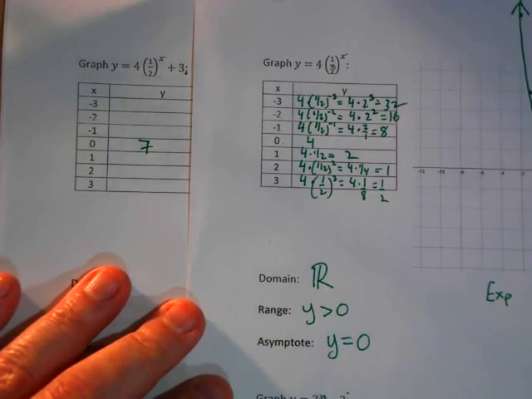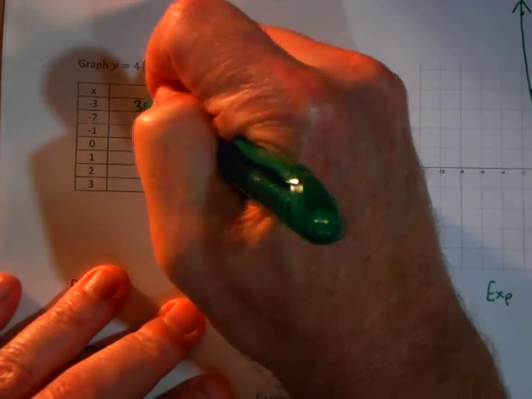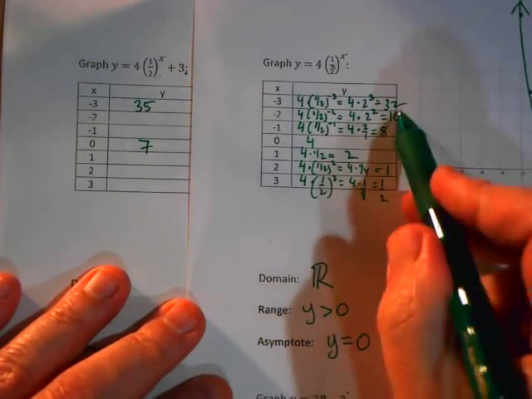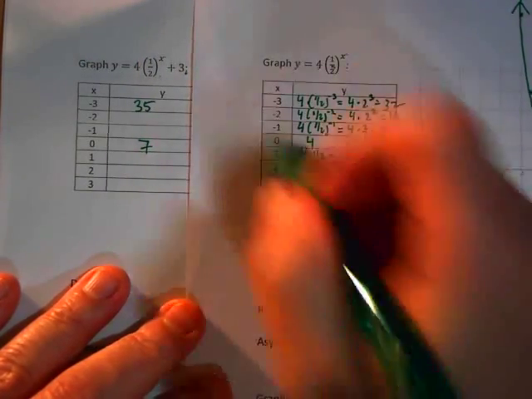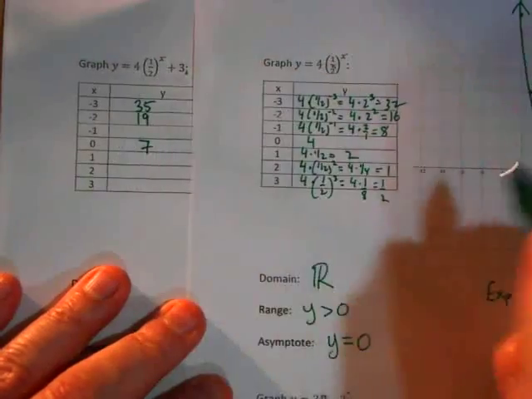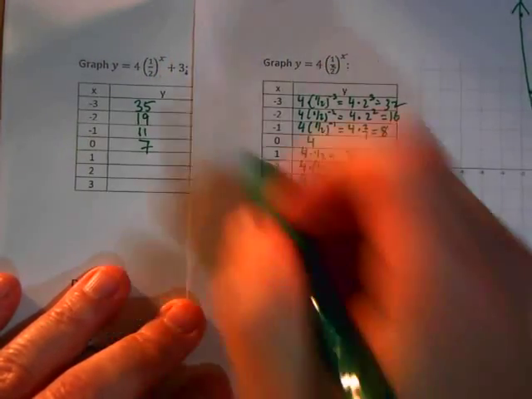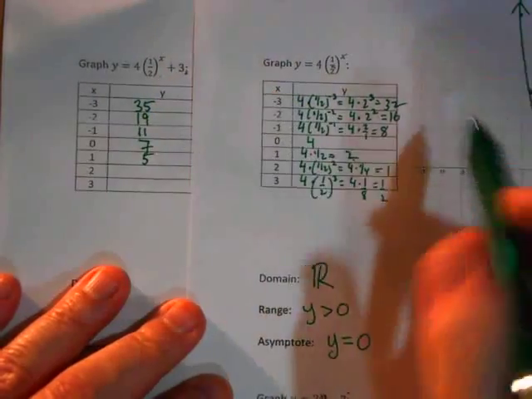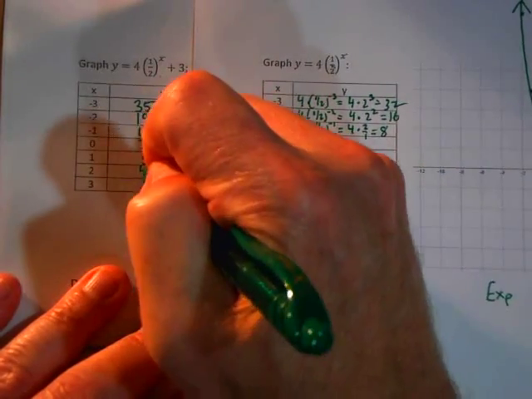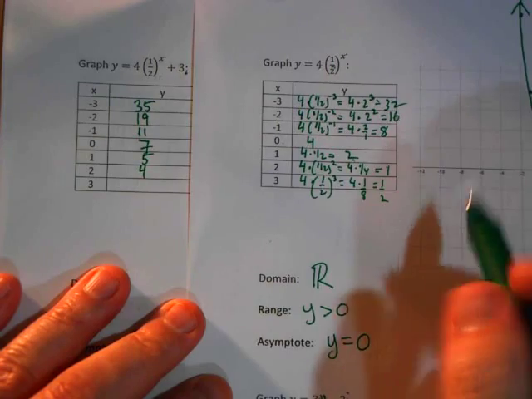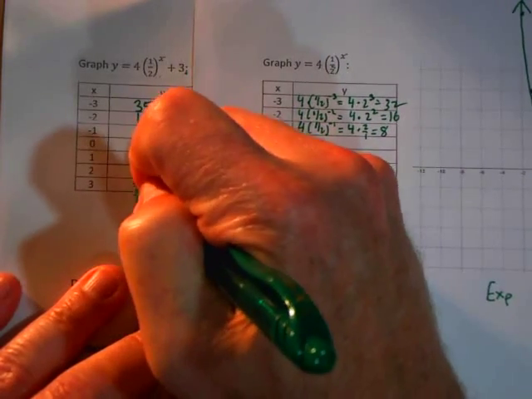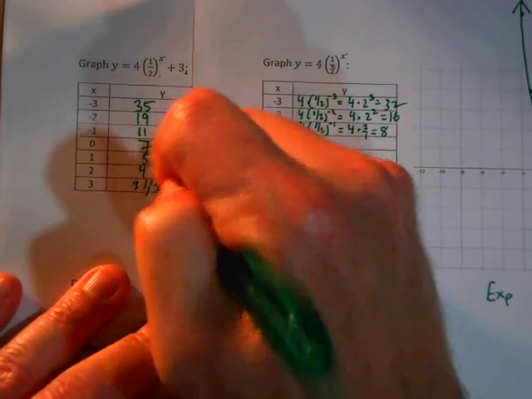So that makes it easy to fill in the table. The table is going to be exactly the same, but everything's going to be 3 units bigger. So that's going to be 35. That one's going to be 19. That one's going to be 11. 3 bigger will be 5. 3 bigger will be 4. And 3 bigger will be 3.5.